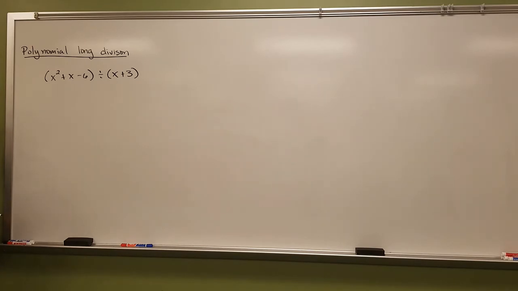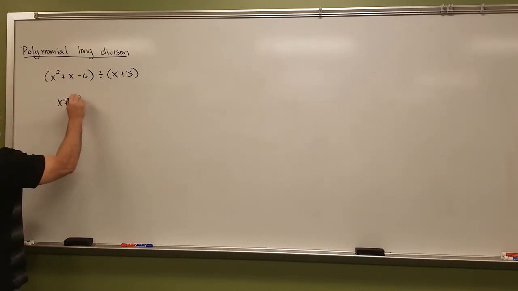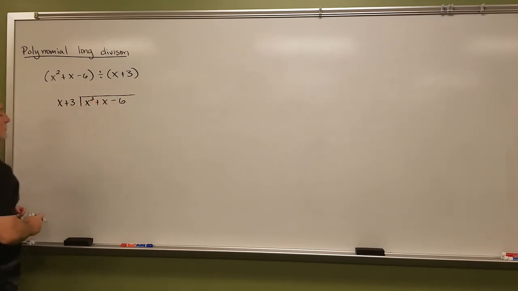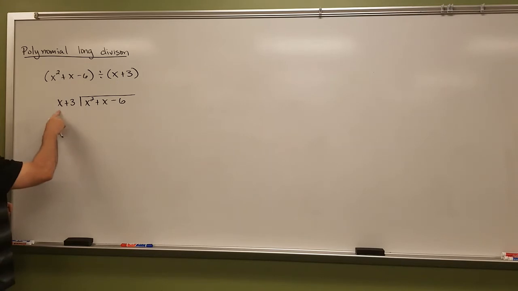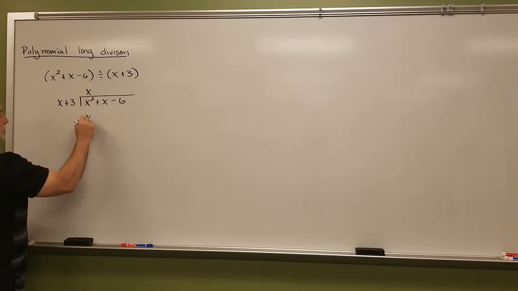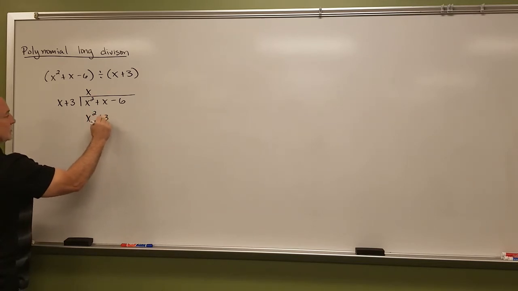All right, if you're back, let's see what we got. The x plus 3 goes on the inside. The x squared plus x minus 6 goes on the outside. So what do I have to multiply x by to be x squared? It's x. Distribute, so that gives me x squared plus 3x, and then we subtract.